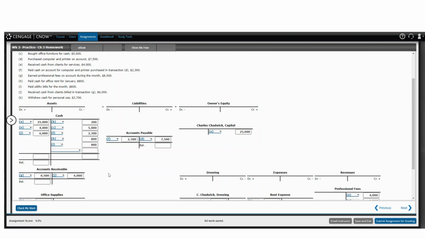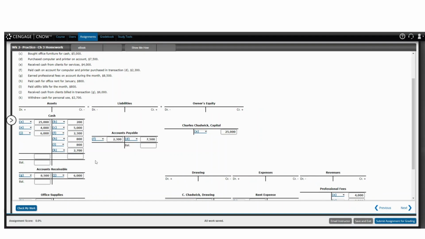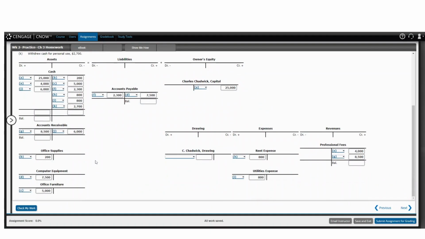Okay. And the very last one, he withdrew cash for personal use in the amount of $2,700. Okay, so I know my cash is going to decrease on the credit side by $2,700, and that's K. And the other account that's affected, I'm sure you said drawing, so yes, it is drawing, right? Capital's what's put into the business from personal accounts. Drawing is what's taken out for personal use. Okay, so right here, K, and he took out $2,700.